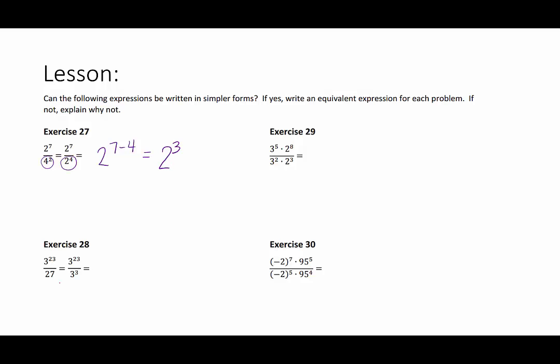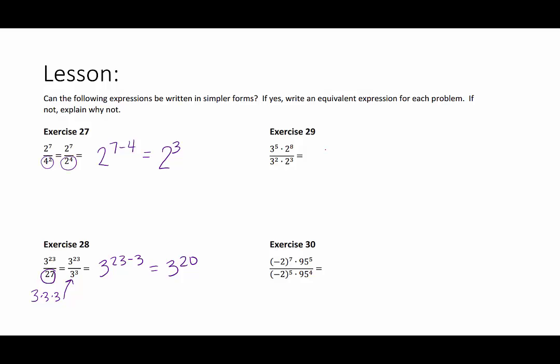Moving on to 28, we find that we have 27 here. Well, 27, if we have 3 times 3, which is 3 squared, which is 9. When we multiply it by another 3, we do get 27. So that would be 3 times 3 times 3, which happens to be 3 to the power of 3. So if we put that into the denominator, that gives us 3 to the 23rd power minus 3, which gives us 3 to the 20th power.